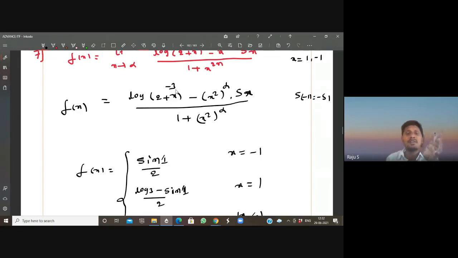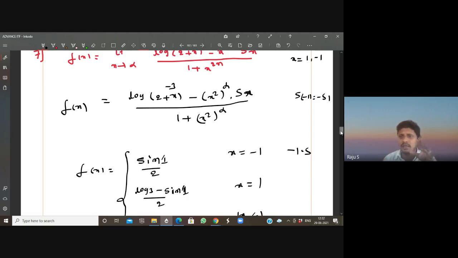Even if you take a small value less than minus 1, we are going to get different values. At exactly minus 1, we are getting sine 1 by 2. But less than minus 1 means we are getting different values. So the left-hand limit and right-hand limit should not be equal at minus 1. You can take minus 1.5. So 2 minus 1.5 is 0.5, and log of 0.5 is some value. It should not equal sine 1 by 2. So at minus 1, it is not continuous.